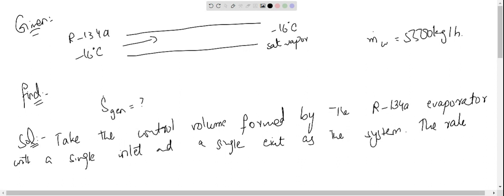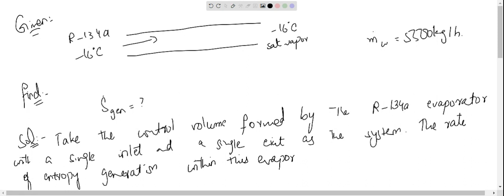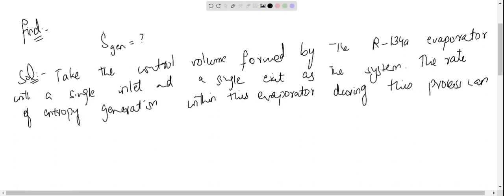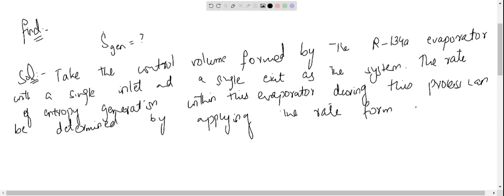So the rate of entropy generation within this evaporator during this process can be determined by applying the rate form of the entropy balance on the system.